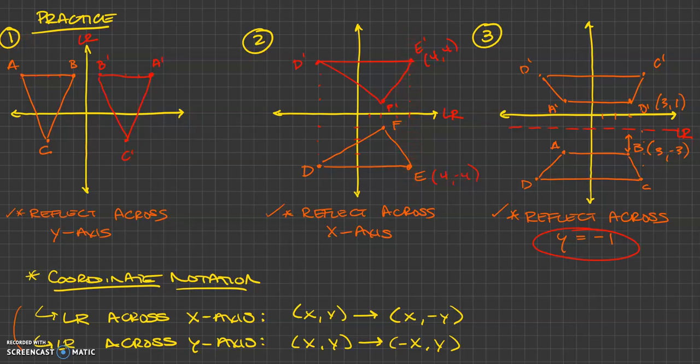Notice over here with number 1, C. Look at this. Their y value doesn't change. They go across the y-axis. And the same thing for A B and A prime and B prime. The y value does not change. So for a line of reflection across the y-axis, and I start with a point, notice it's the x. I change the sign of the x, and the y stays the same.